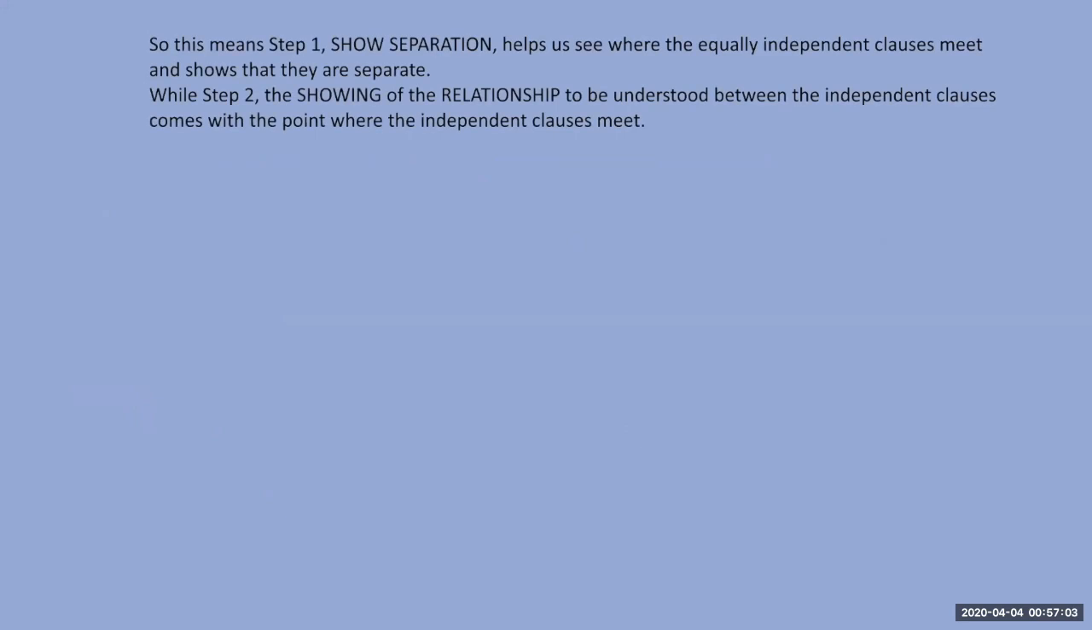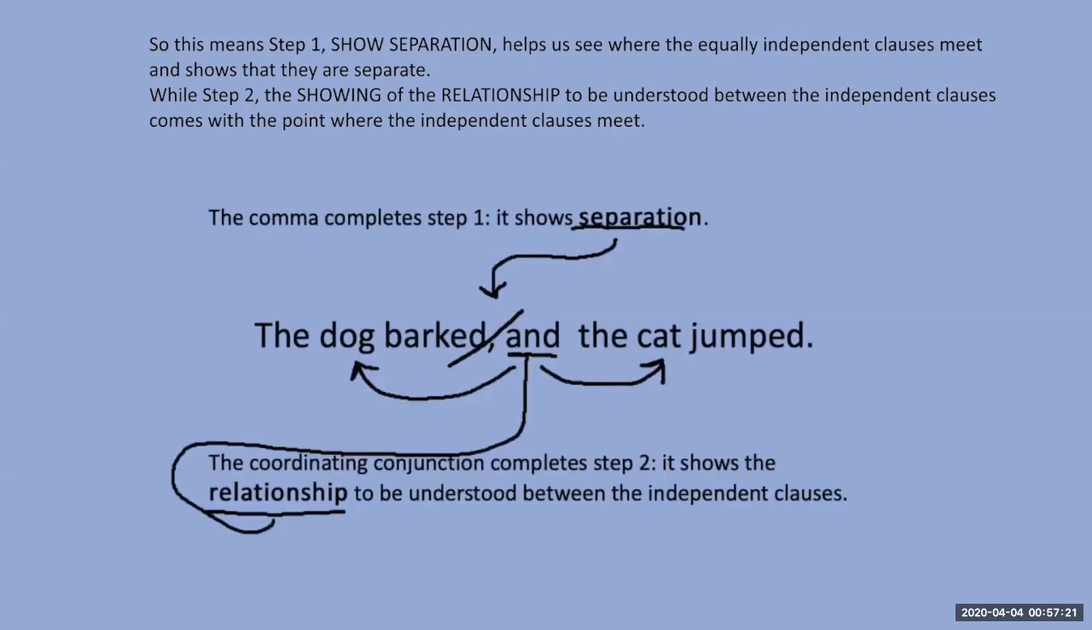So this means step 1, show separation, helps us see where the equally independent clauses meet and shows that they are separate. While step 2, showing the relationship to be understood between the independent clauses, comes with the point where the independent clauses meet. So to look at that same sentence again, the comma completes step 1. It shows separation between the dog barked and the cat jumped. And the coordinating conjunction completes step 2. It shows the relationship to be understood between the independent clauses.